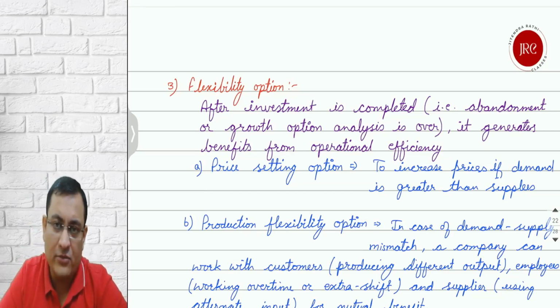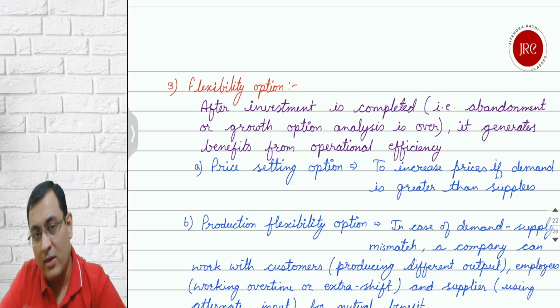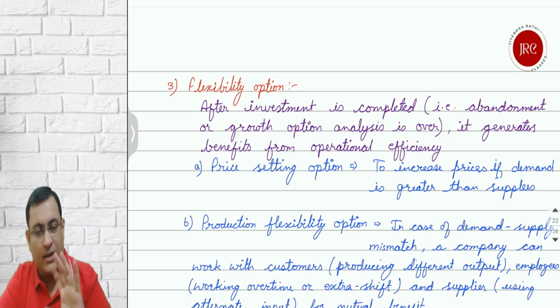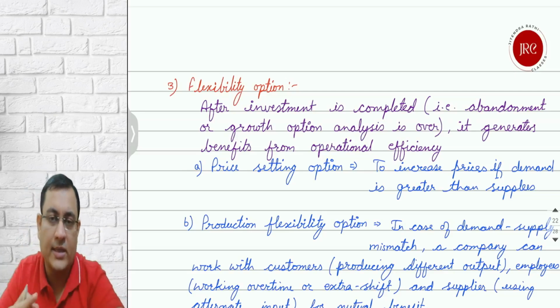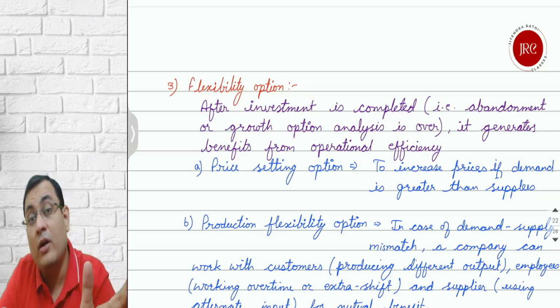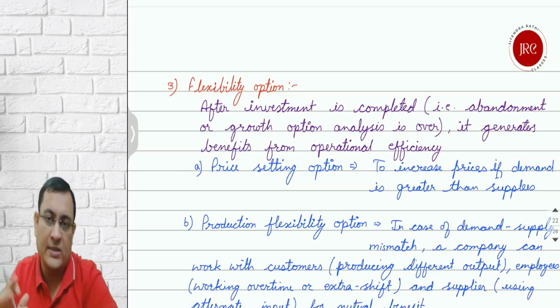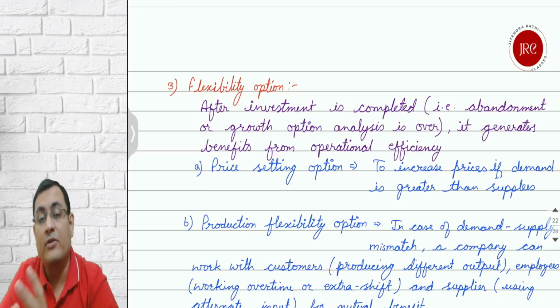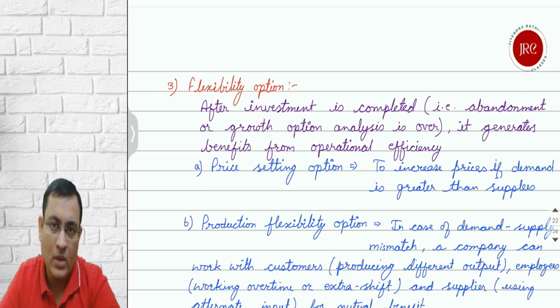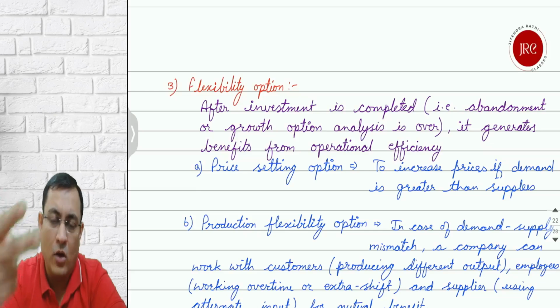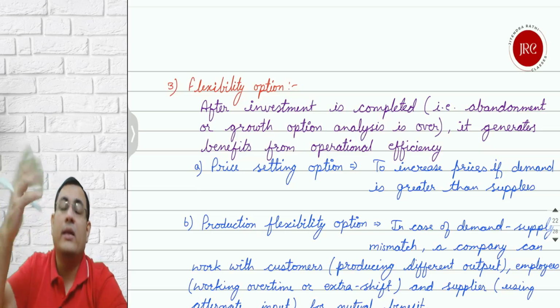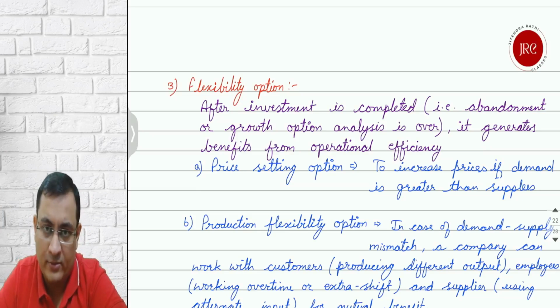Next classification of real option is flexibility option. Flexibility option is taken only if your sizing option and investment option are already over. Means whatever investment we can do, or abandonment or growth option, that is already exercised. Now there is no scope for going for investment in extra production facility. And now what if demand is higher than the supplies? So here we may get some flexibility either in terms of pricing or in terms of production process to increase the net present value of the overall project.